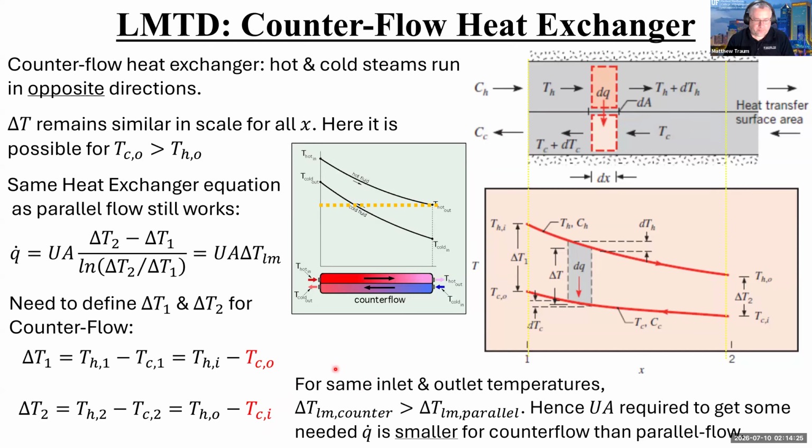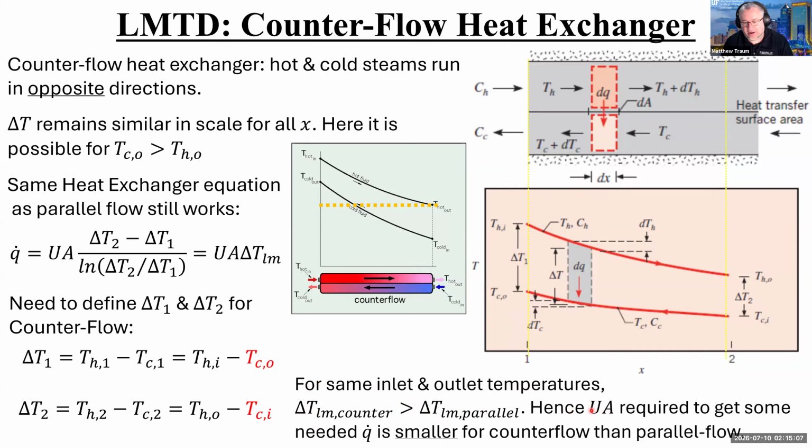Okay, so once I know those temperatures, I can plug them into delta T2, delta T1, and that gives me delta T log mean. And then I can take that and plug it into my Q equals UA delta T log mean equation and get the heat transfer between the hot stream and the cold stream. So we've got all the tools that we need now to deal with LMTD, parallel flow, counterflow heat exchangers. The one thing that I want to mention is that for the same inlet and outlet temperatures, the same conditions, it is true that delta T log mean in counterflow is always greater than delta T log mean in parallel flow.